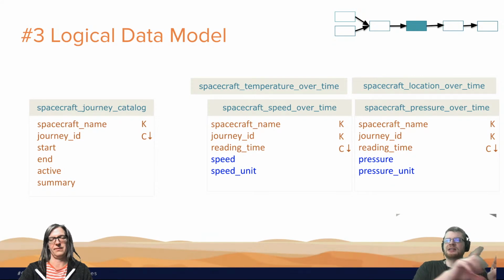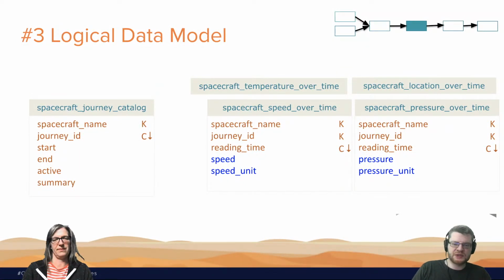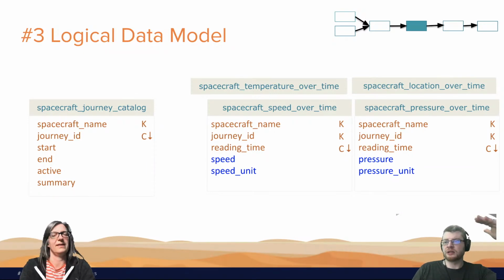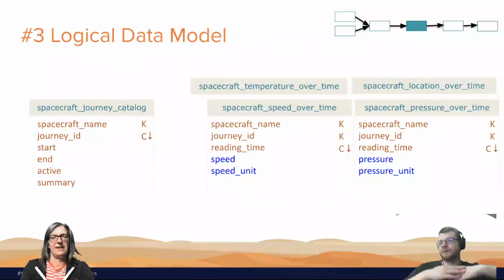It's the question, the data, the payload is the answer. So the answer in this case would be speed and speed unit, with, of course, reading time being our clustering column, or how we're ordering it, since we want to order it based on the time that sensor actually read the data.